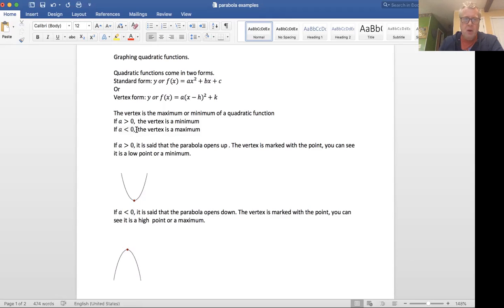Now if A, whichever form, in this form or in this form, is positive, then the vertex is a minimum. So that'd be the minimum situation right there. If A is negative, then it's a maximum. So it's that situation. Also, if A is positive, we say the parabola opens up. And if A is negative, we say the parabola opens down.